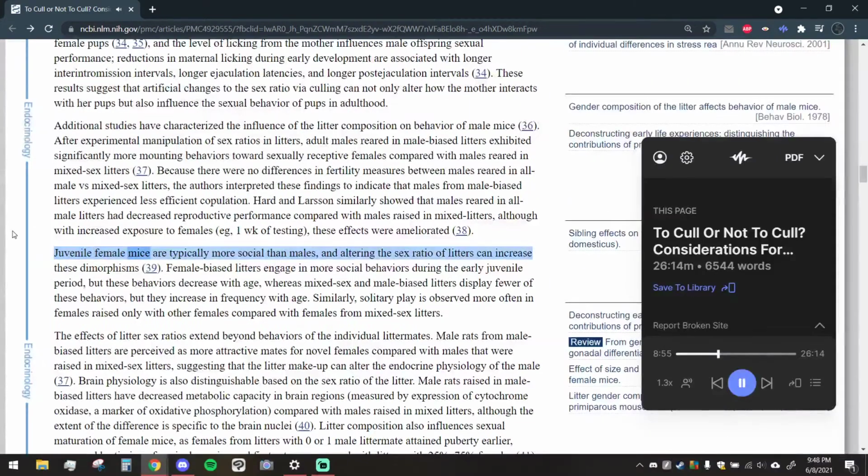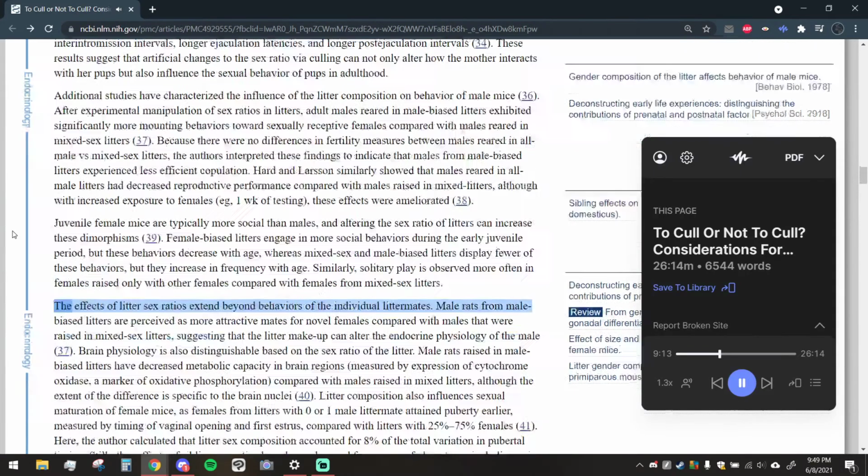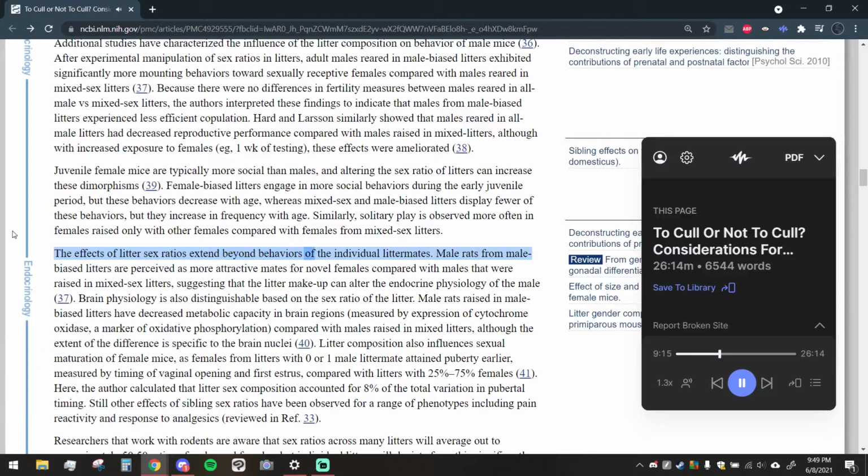Juvenile female mice are typically more social than males, and altering the sex ratio of litters can increase these dimorphisms. Female-biased litters engage in more social behaviors during the early juvenile period, but these behaviors decrease with age, whereas mixed-sex and male-biased litters display fewer of these behaviors, but they increase in frequency with age. Similarly, solitary play is observed more often in females raised only with other females compared with females from mixed-sex litters. The effects of litter-sex ratios extend beyond behaviors of the individual littermates. Male rats from male-biased litters are perceived as more attractive mates for novel females compared with males that were raised in mixed-sex litters, suggesting that the litter makeup can alter the endocrine physiology of the male.